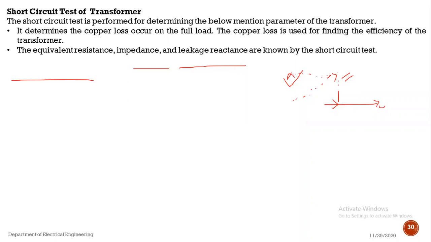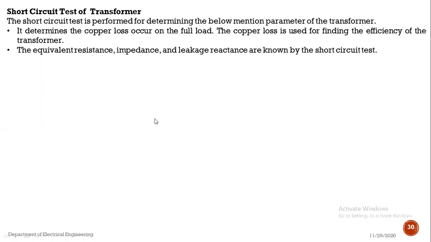Okay, next one is the short circuit test. By performing the short circuit test, we are able to determine some of the parameters of the transformer. First, while conducting the SC test, we are able to determine the copper loss at full load condition, and this copper loss can be used for finding the efficiency of the transformer.